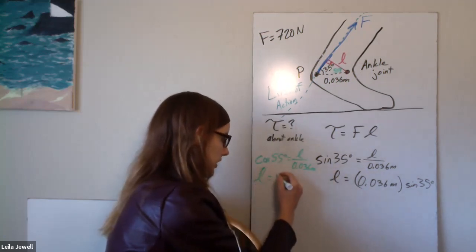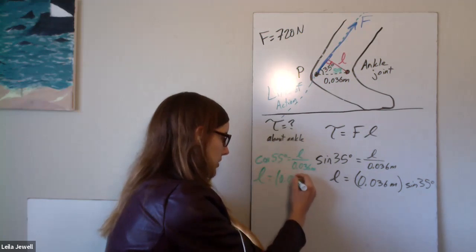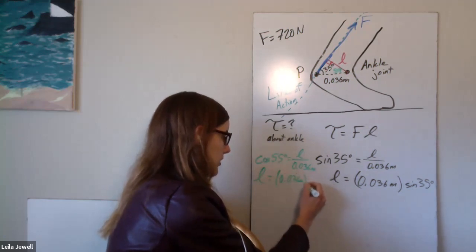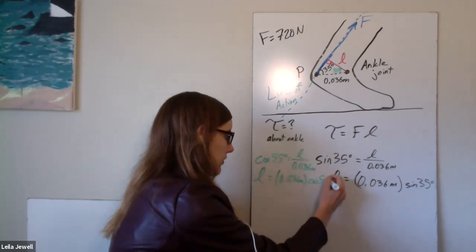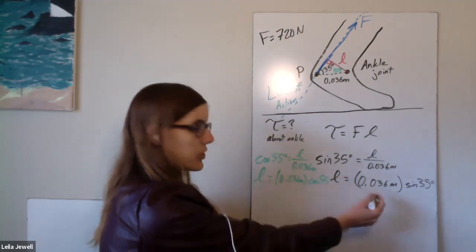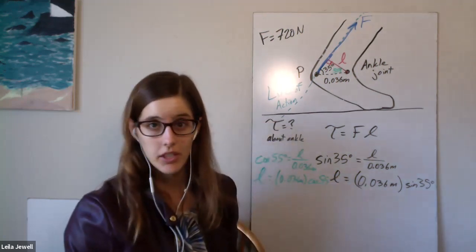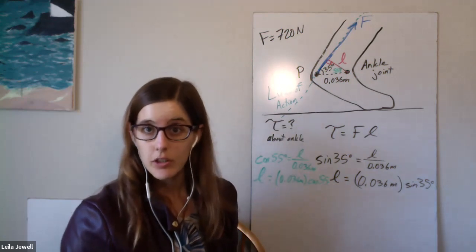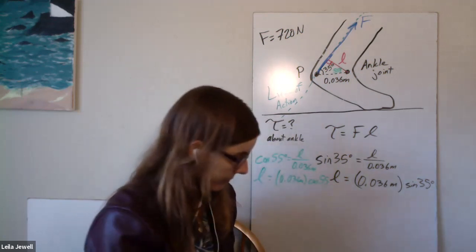You can try this on your calculator if you're in doubt. 0.036 meters times cosine 55. Whichever way you calculate it, you'll get the same thing. So they are equivalent. It's whatever you prefer.